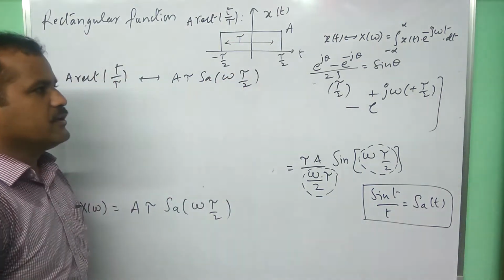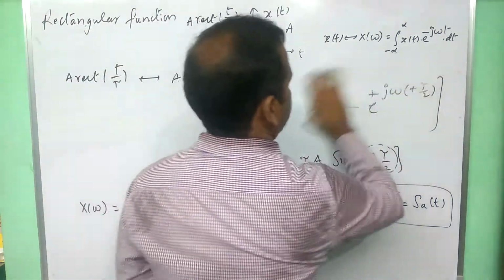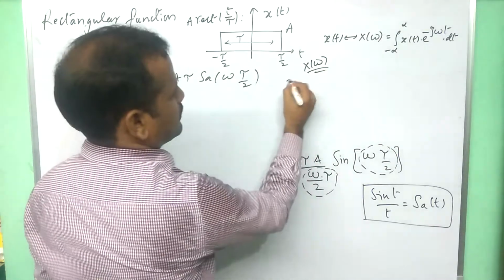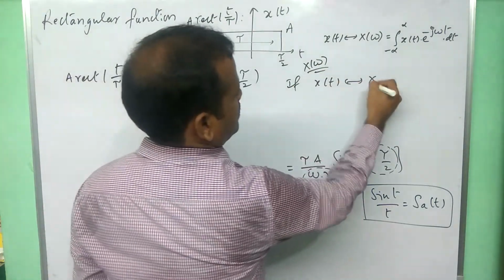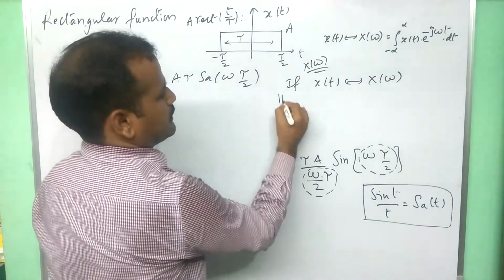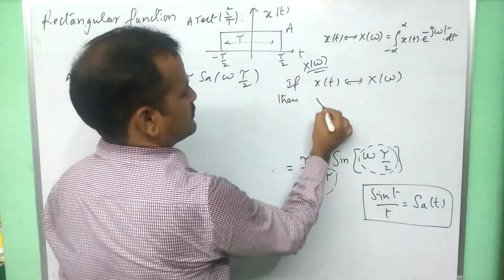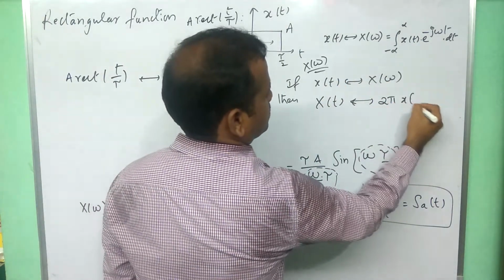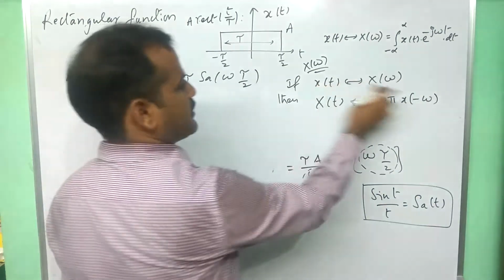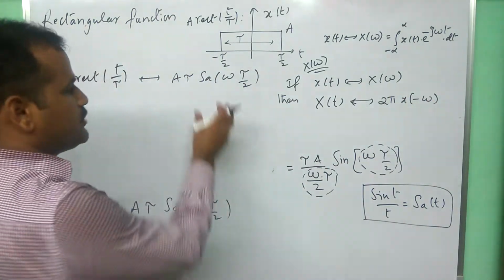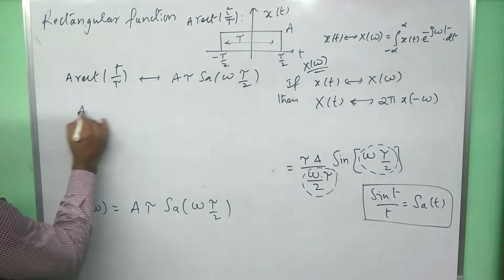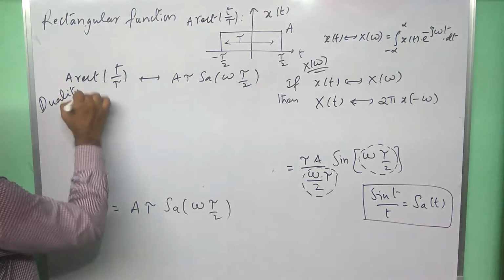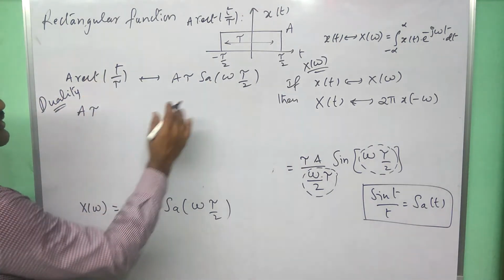I am writing here the statement of the duality property: if x(t) has Fourier transform X(ω), then this function coming to this side, that function goes to the other side with 2π multiplication and x(t) reflected here. So this is the duality property. By using duality, I am swapping the signals like this.